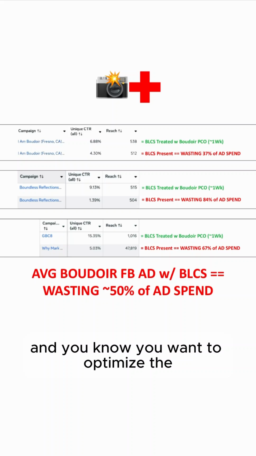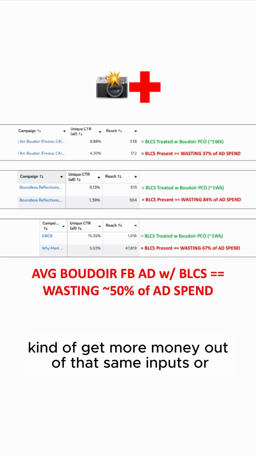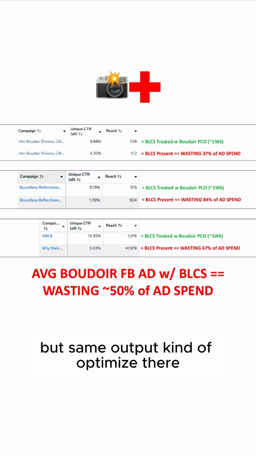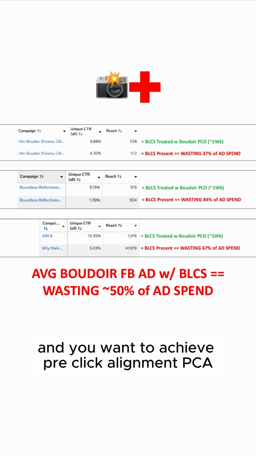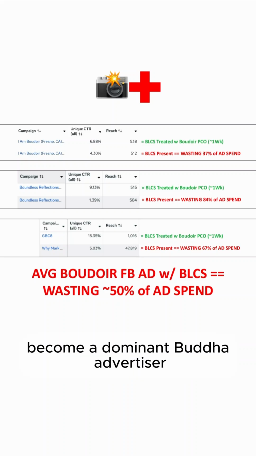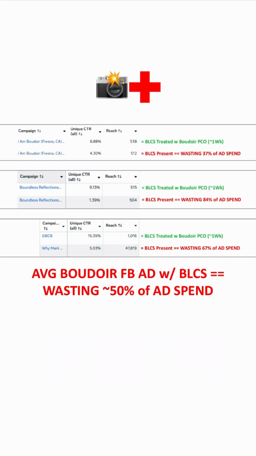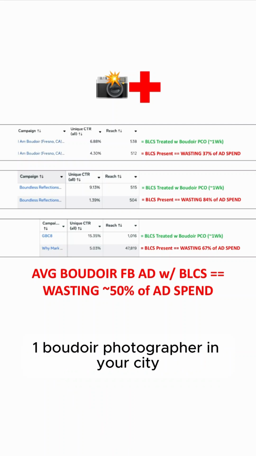And you want to optimize the Facebook ads part of your boudoir business, get more money out of the same inputs, or less inputs but the same output. And you want to achieve pre-click alignment, PCA, become a dominant boudoir advertiser, and have boudoir brain entry boost in your boudoir Facebook ads, because you need that on your way to become the number one boudoir photographer in your city.